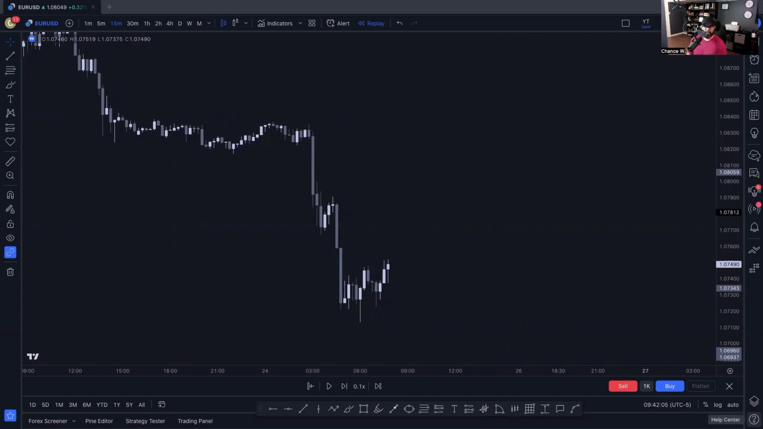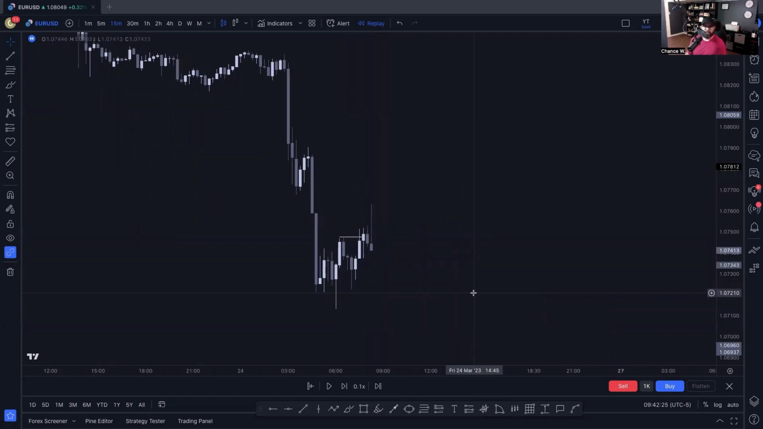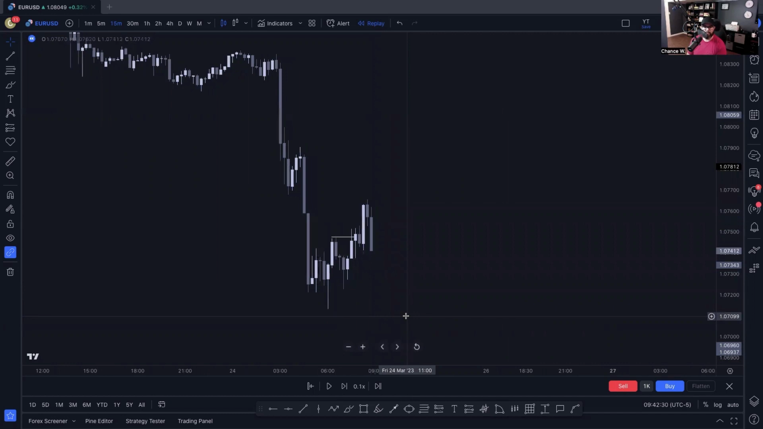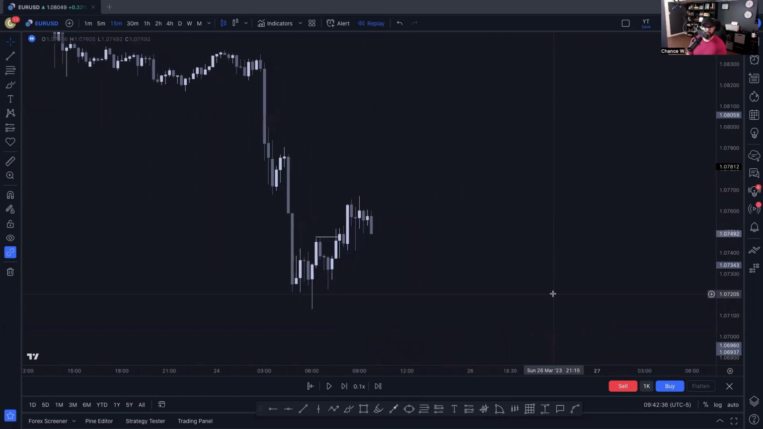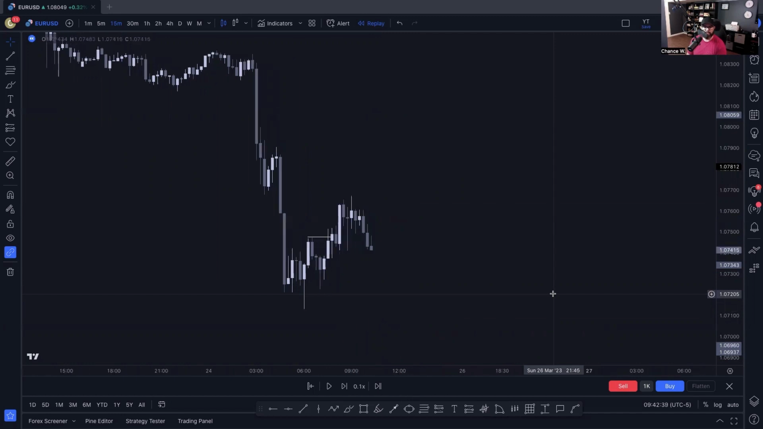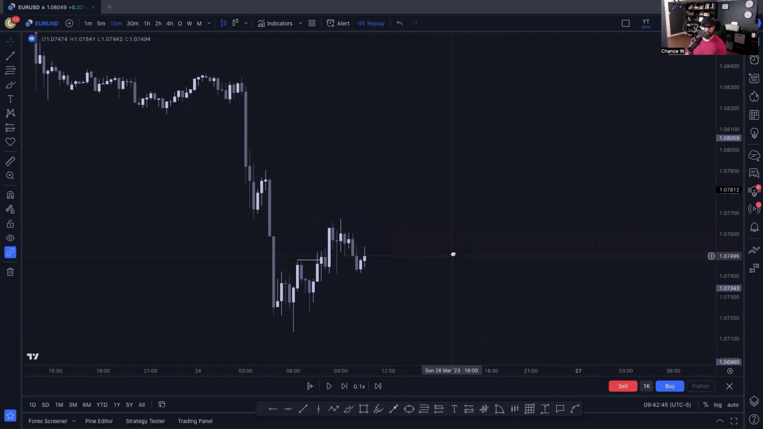Got a break of structure right here. This is all according to how I trade. Break of structure right there. It's a continuation, so this candle closure is above the high of this right here. Let's see if it gets respected. It keeps going up. Going down. Let's see here. Okay, I'm going to get in right there.